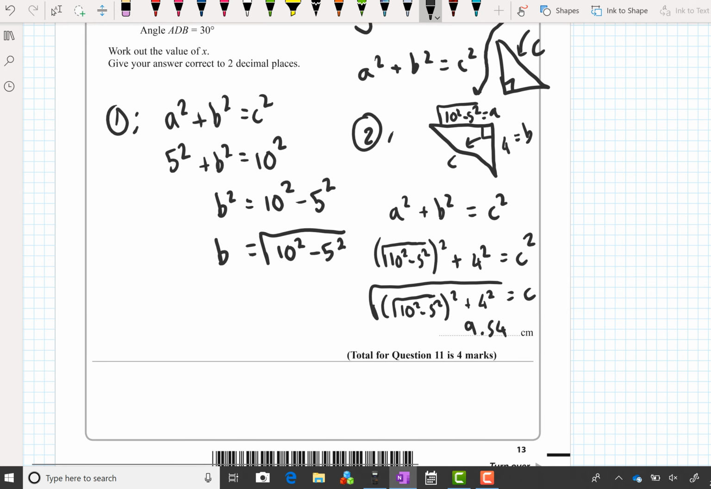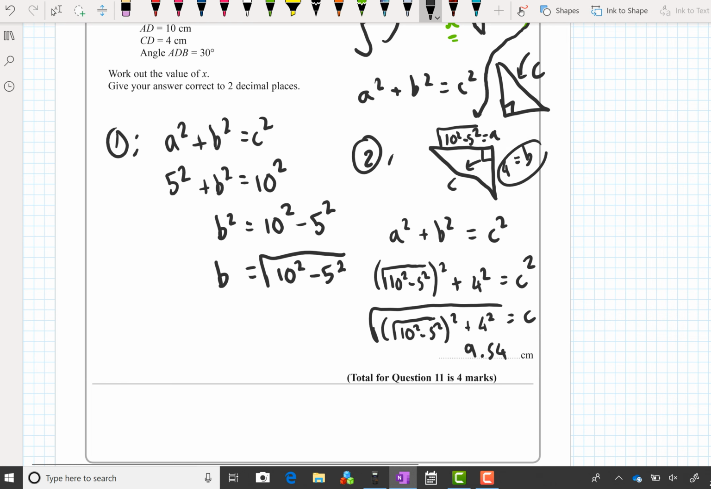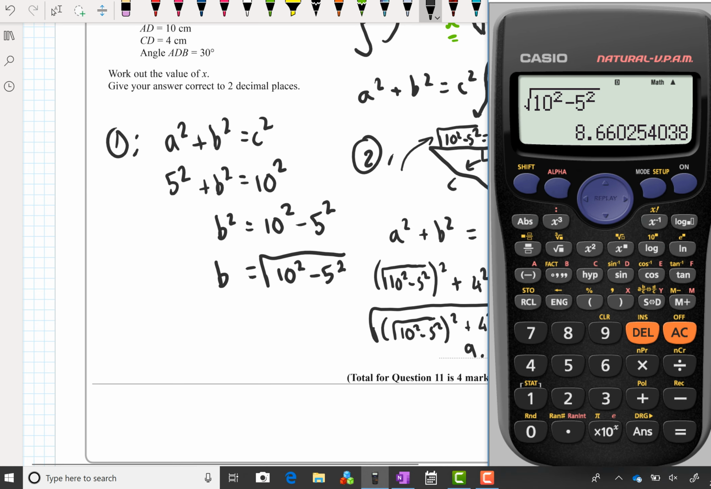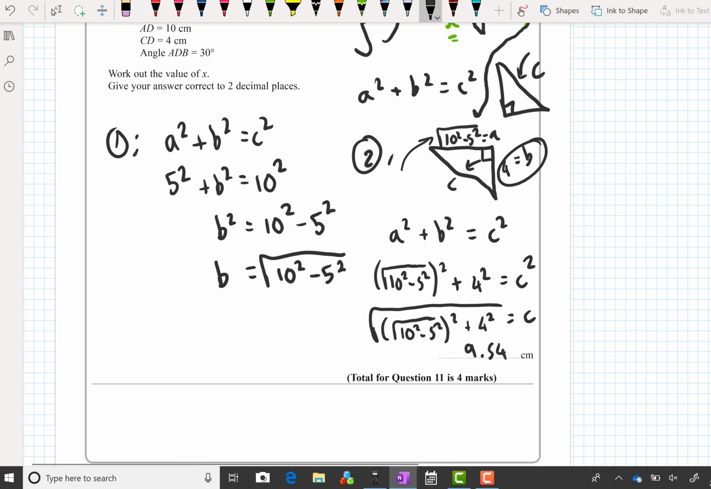Now, I could check that that answer seems okay because it's meant to be the longest side. This one's 4. I could put what the square root of 10 squared minus 5 squared is in my calculator and double check that that's smaller. This is just a check for yourself. Is smaller than 9.54, which it is, so I know the other two sides are smaller, so it's just a good check there. So now I haven't done anything wrong.